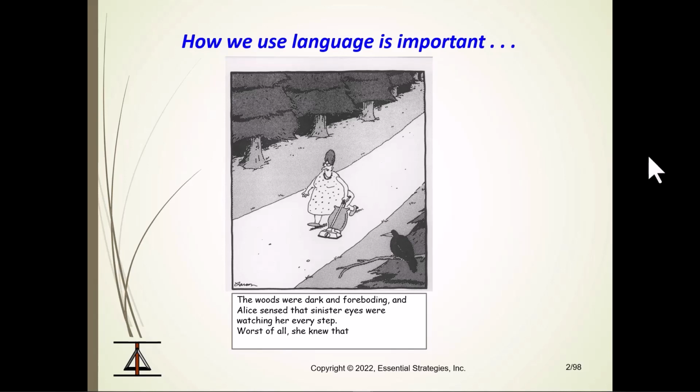How we use language is important. Here you have Alice out in the woods with a portable home appliance, and she's concerned. The woods were dark and foreboding, and Alice sensed that the sinister eyes were watching her every step. Worst of all, she knew that nature abhors a vacuum.